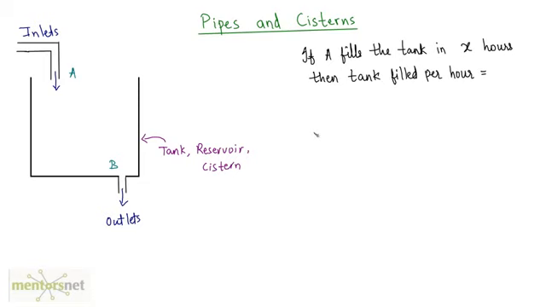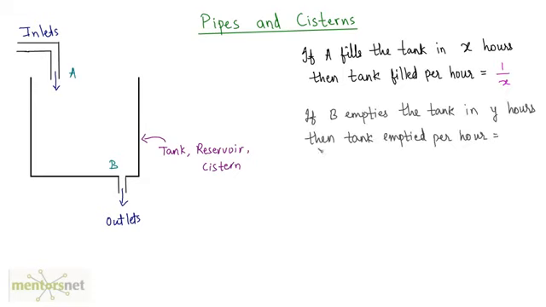Well, like time and work, we treat the tank as something similar to work. That is, we assume the full tank as 1. So the fraction of the tank that will be filled per hour will be 1 by X. In the same way, if B, the outlet, empties the tank completely in Y hours, then the tank emptied per hour will be 1 by Y.